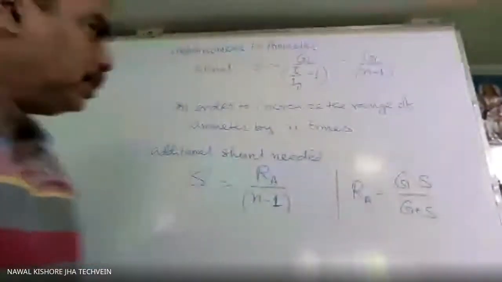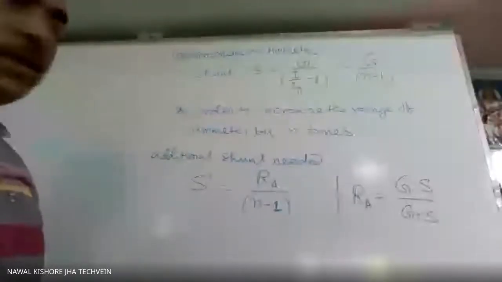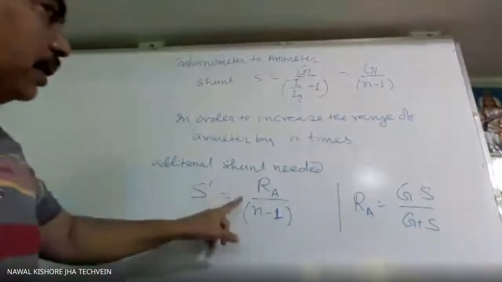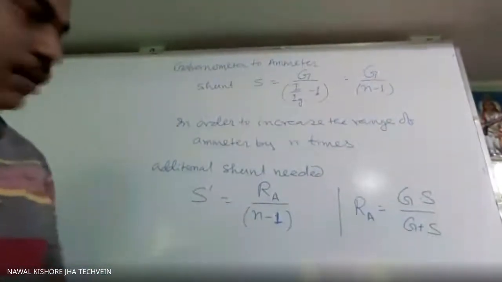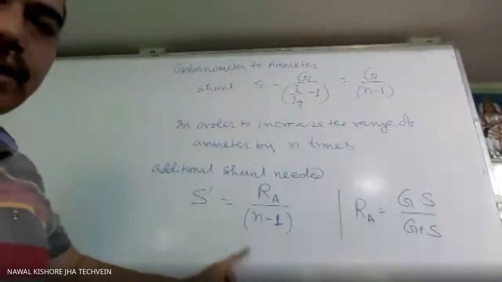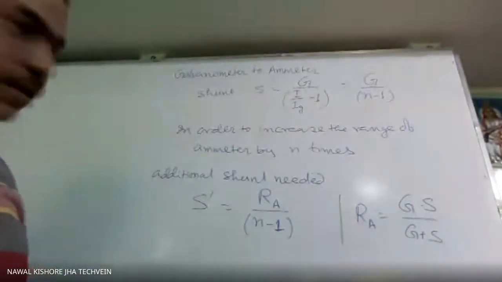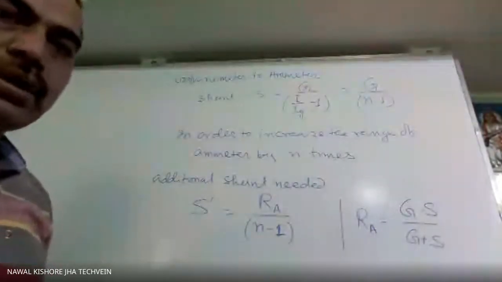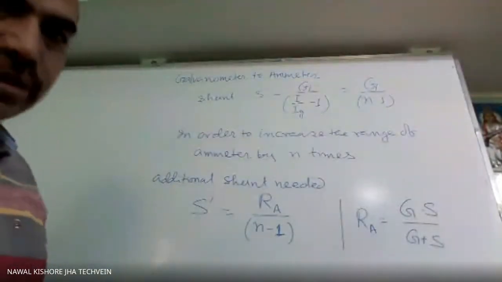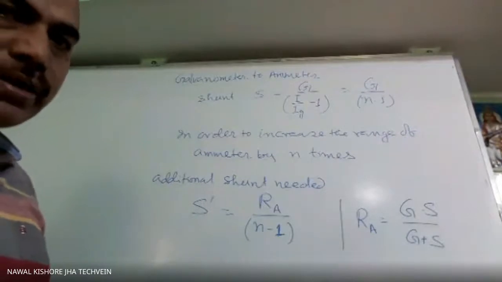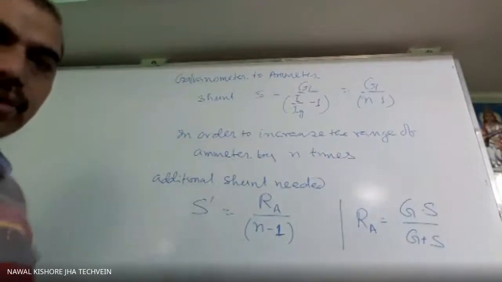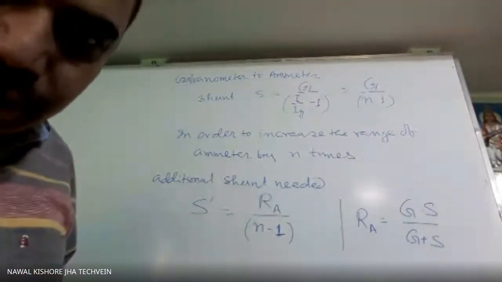Similar formula to increase the range also. If we want to increase the range of the ammeter by N times, then a similar formula is given. That is Ra over N minus 1. And N means how many times you are going to increase the range. 100 times or 1000 times or 50 times, whatever it is given. So this one we have done yesterday.